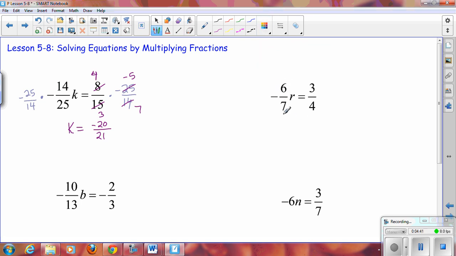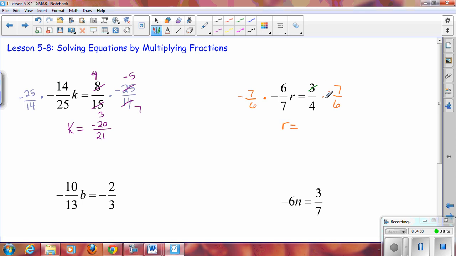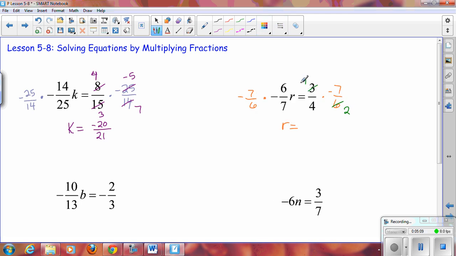And the next one, negative 6/7 r equals 3/4. Multiply by the reciprocal, negative 7/6, on both sides. Over here we have r. Over here, I have some things that can cancel. My 6 and my 3 are both divisible by 3. So that's a 1 and a 2 after you divide that. And then we have 1 times negative 7 is negative 7, and 4 times 2 is 8.